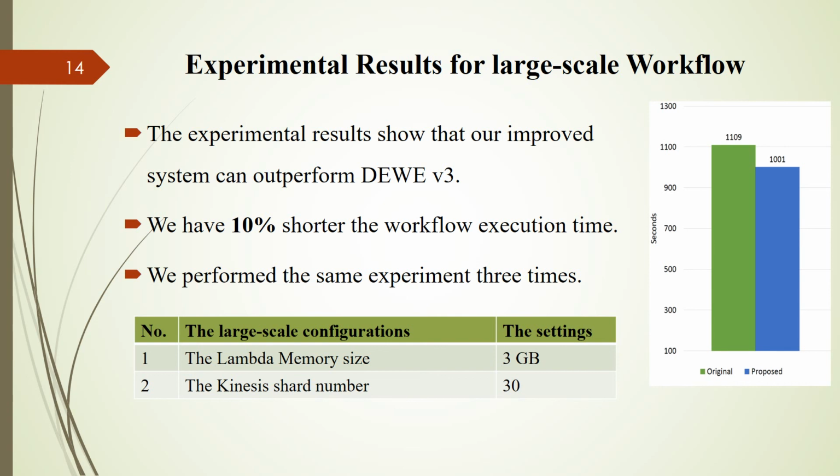As you can see in this bar chart, the total workflow execution time of the improved algorithm is 1001, while the total workflow execution time of WV3 is 1109. For the experimental results shown in this bar chart, we performed the same experiment 3 times and report the average number as the test result.